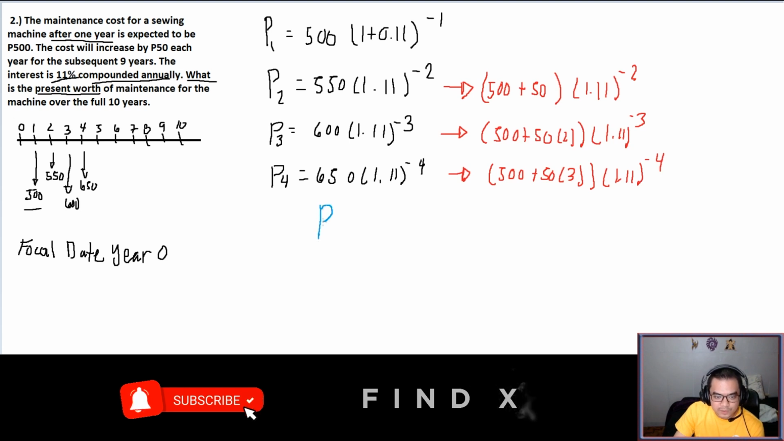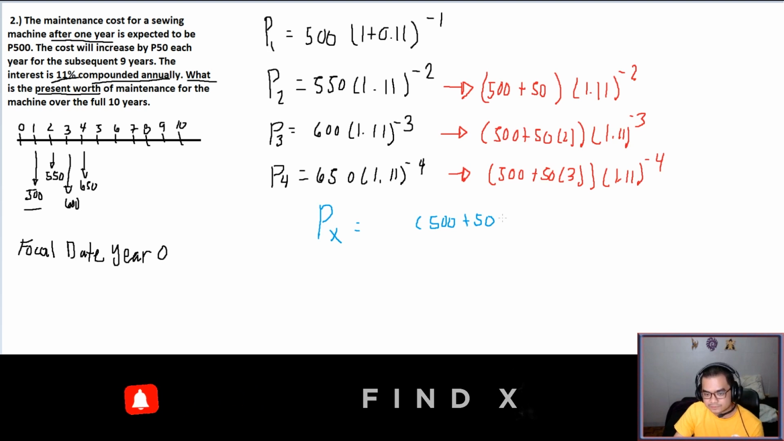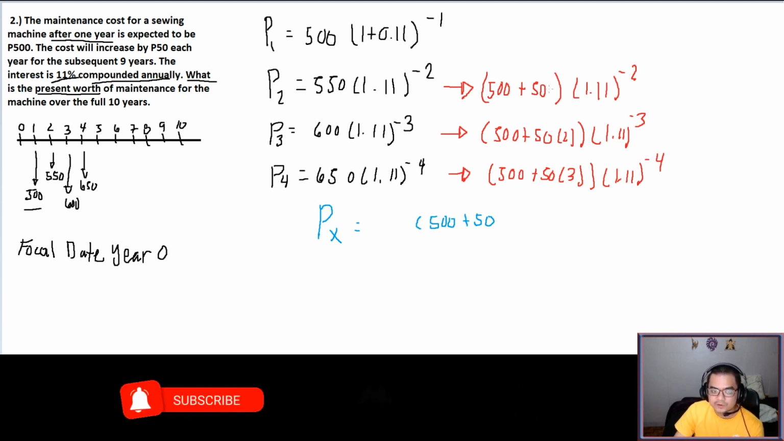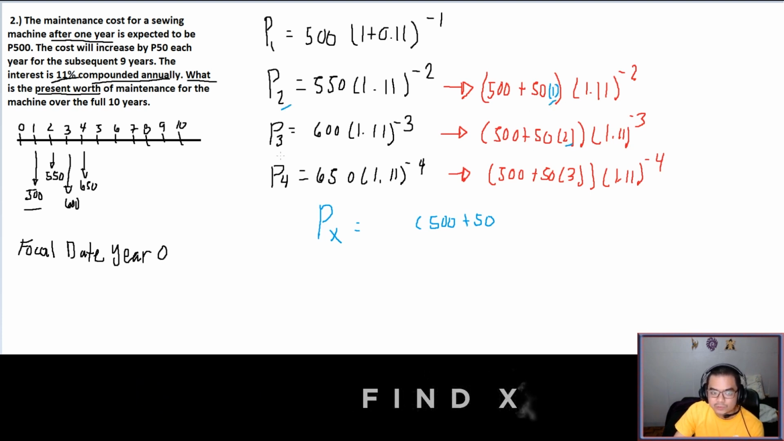So deriving the formula, let's say if this is Pn, or let's just say directly Px, this is equal to what? As you can see, we have here 500, which is a constant in all of the formulas. Plus 50 is also constant. Now, if this is 1, we have here 1. If this is 2, this is 2. If this is 3, this is 3. If this is 4, this is 4.